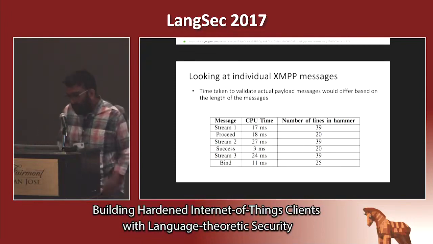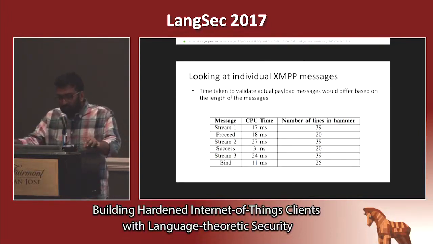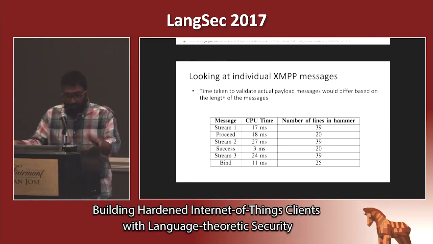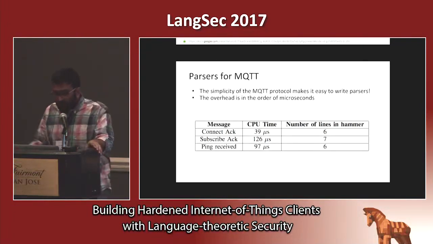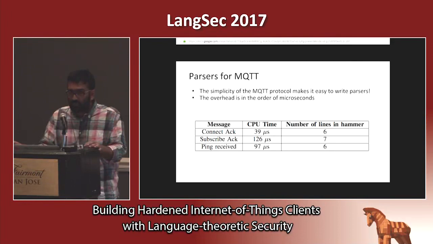Our implementation had a bunch of receiving states, like stream 1, proceed, stream 2, and so on. The number of lines it took us in Hammer was very minimal, less than 40 for each of the messages. And as you can see, even the CPU time is quite reasonable for XMPP messages. We followed the exact same approach for the MQTT protocol, where we wrote parsers for individual receive states, and we again saw that the CPU time for each of these messages was very minimal, and the number of lines of code was way less because the MQTT protocol is significantly simpler in comparison to the XMPP protocol.